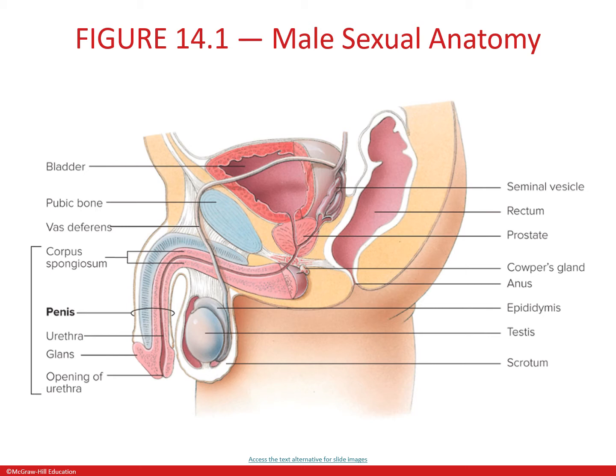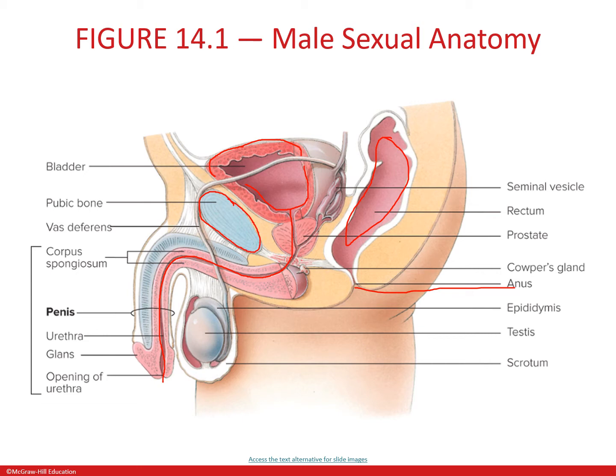So here we have the bladder, right, which we're probably usually familiar with. This is where our urine is collected, and you can see that it comes out through here. Okay, so that's how urine leaves the body. Then we have the rectum, okay, the anus. Here we have a pubic bone.